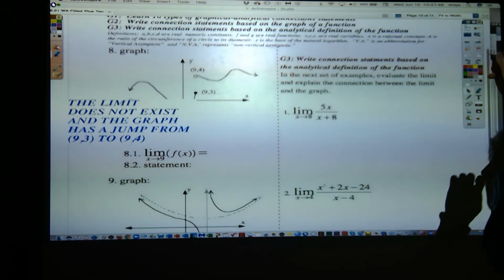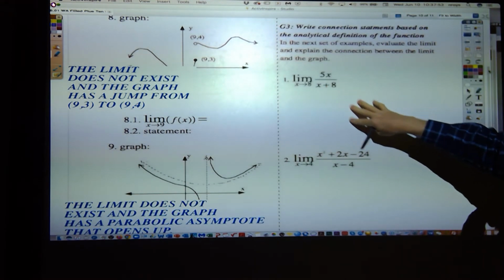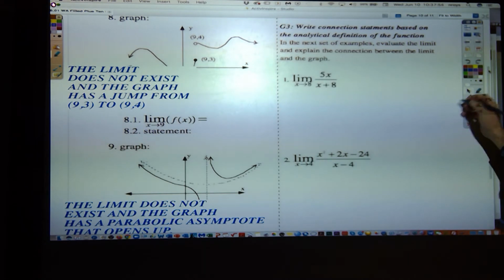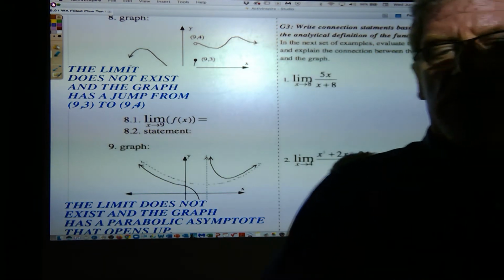Next, we're going to take the graph away from you. What if we have no more graph? It's just the limit as x approaches 8. Write down what you think this one is going to be. Pause.